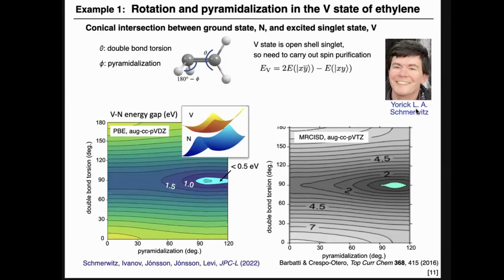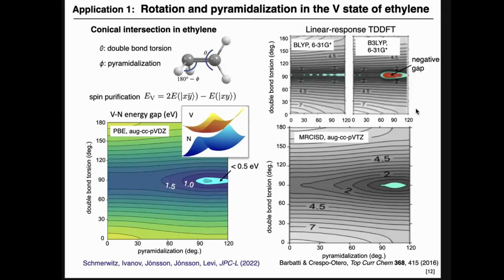If you do this calculation, this calculation was done some years ago by these people here with a much more complicated calculation, multi-reference CISD. You can see that this calculation here with a simple PBE functional, this is just a GGA functional, not even a hybrid, gets this very well. It gets this conical intersection really quite well. And it's quite remarkable.